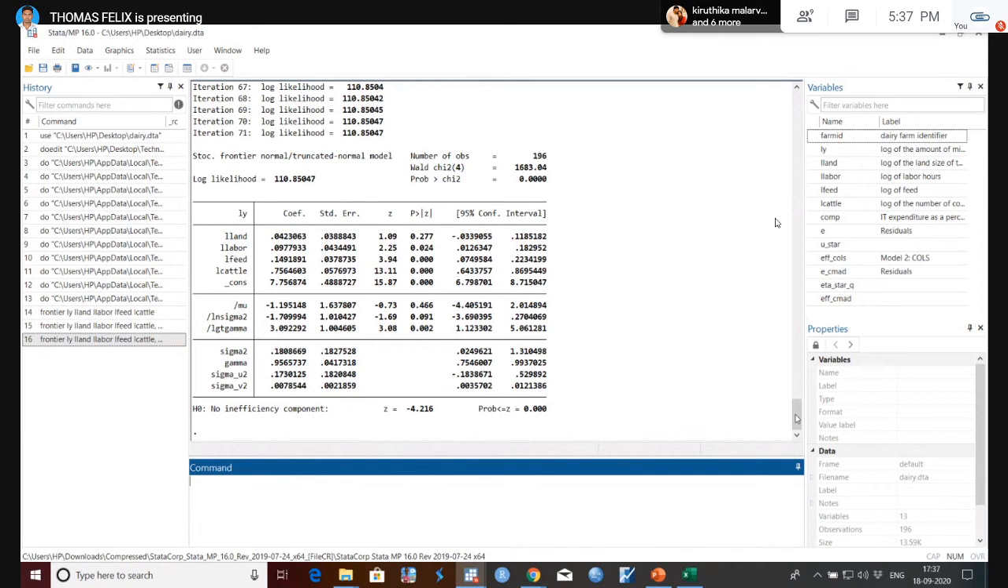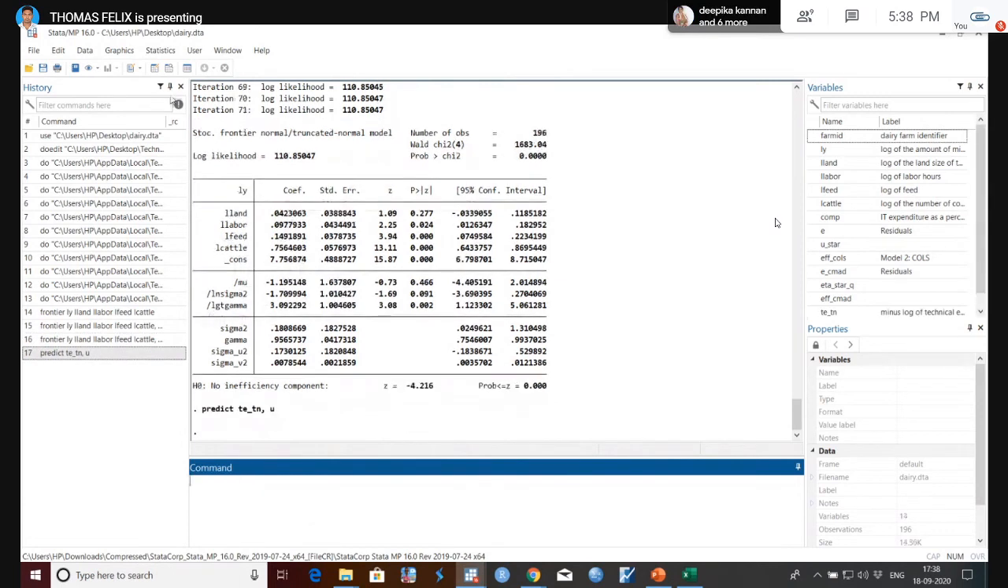Then how are we going to predict the efficiency values? For that, there is a simple procedure. You have to type predict, and you can name it anything. For example, technical efficiency of truncated normal, comma u. By typing this, you can predict the error.